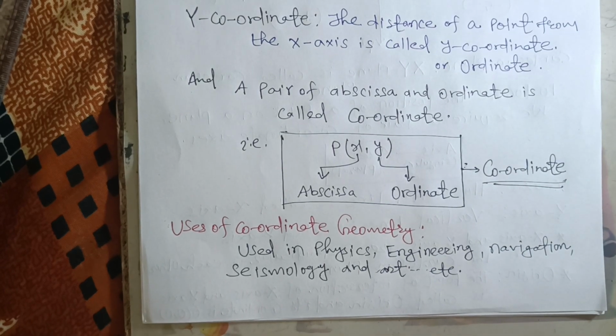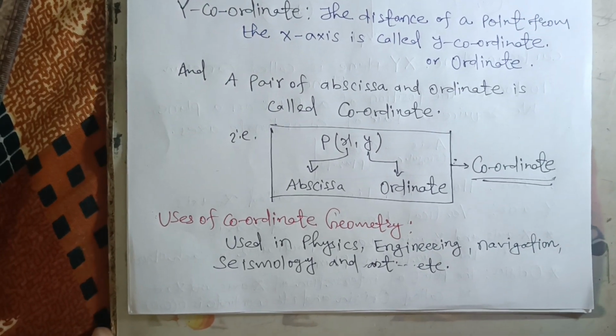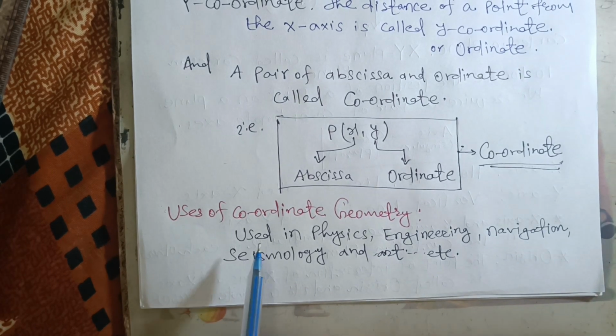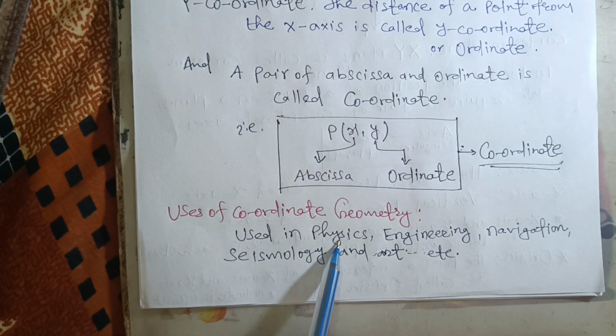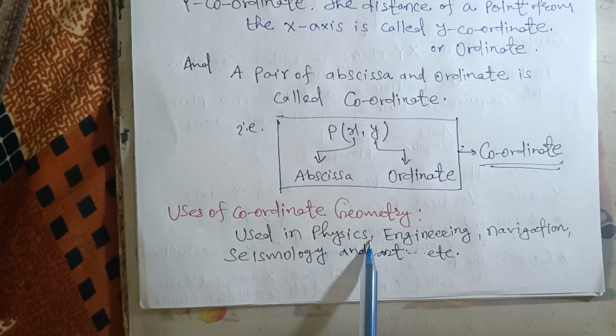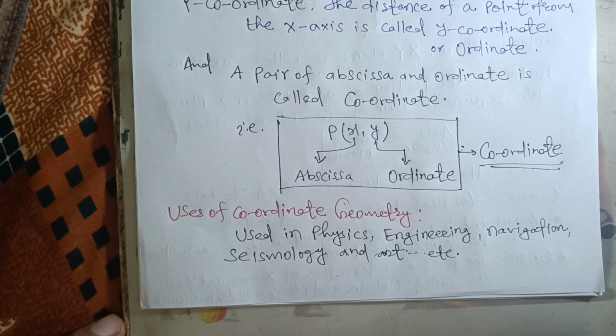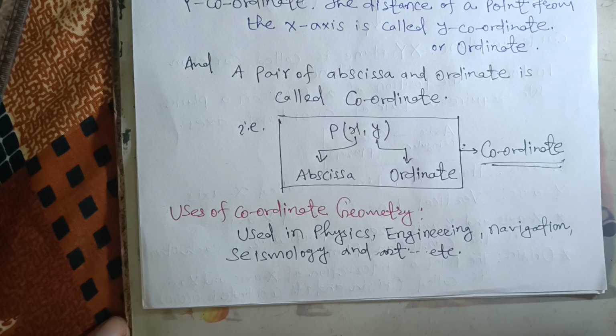Uses of coordinate geometry, students, just for basic knowledge. Coordinate geometry is used in physics, engineering, navigation, seismology and art, etc. There are various uses of coordinate geometry. Keep it in mind for knowledge, not for examinations.